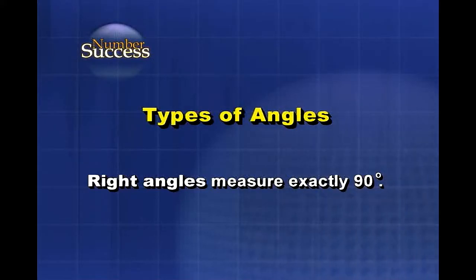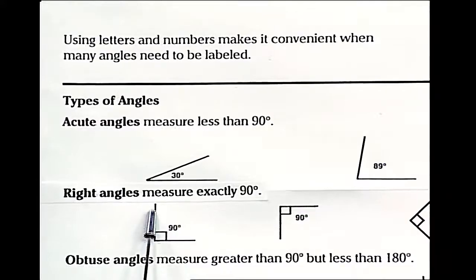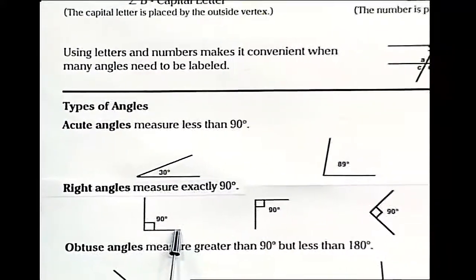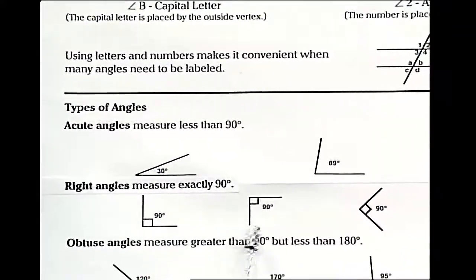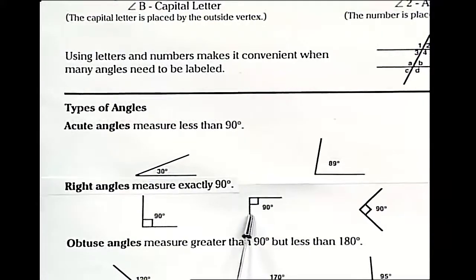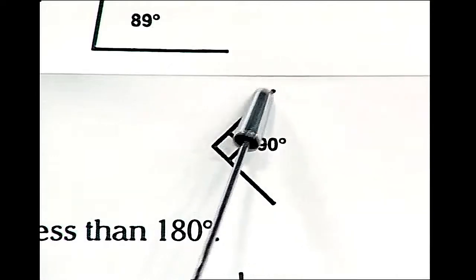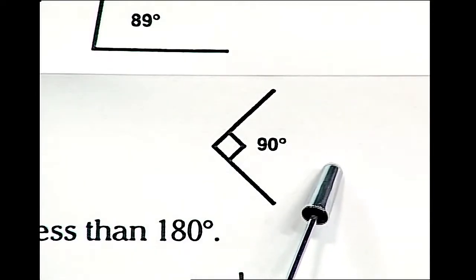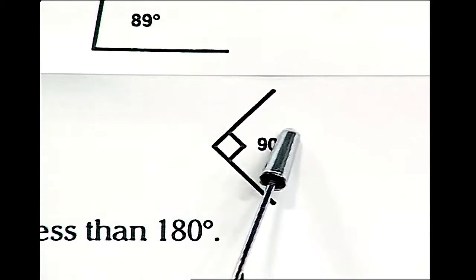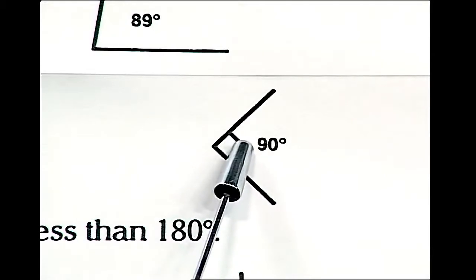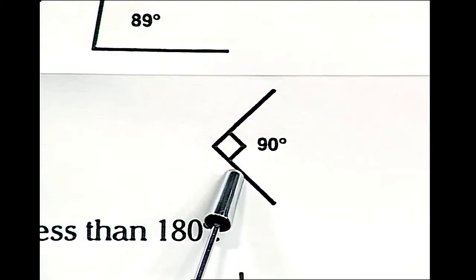Right angles measure exactly 90 degrees. This is a right angle, which measures 90 degrees. This is a right angle, which measures 90 degrees. This is also a right angle. Its degree measurement is 90 degrees. Notice on the inside is a small square indicating that this is a right angle. Right angles measure exactly 90 degrees.